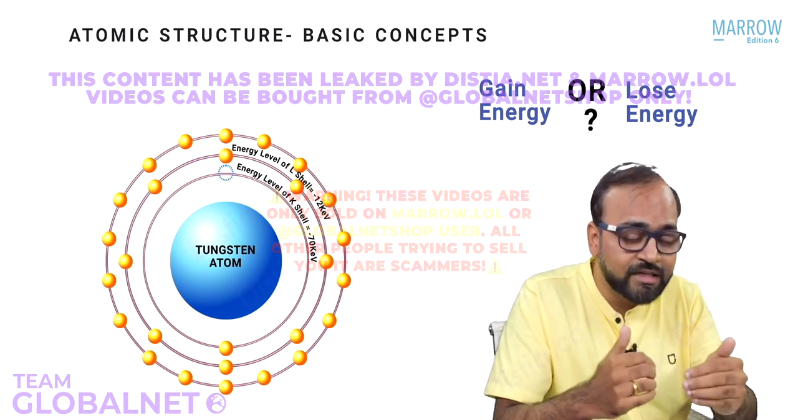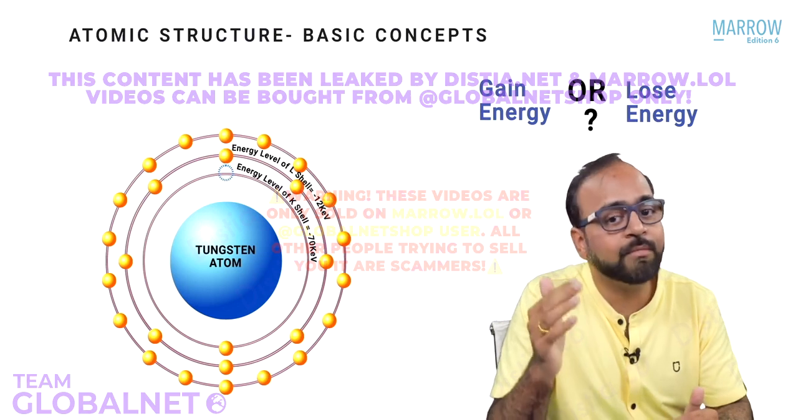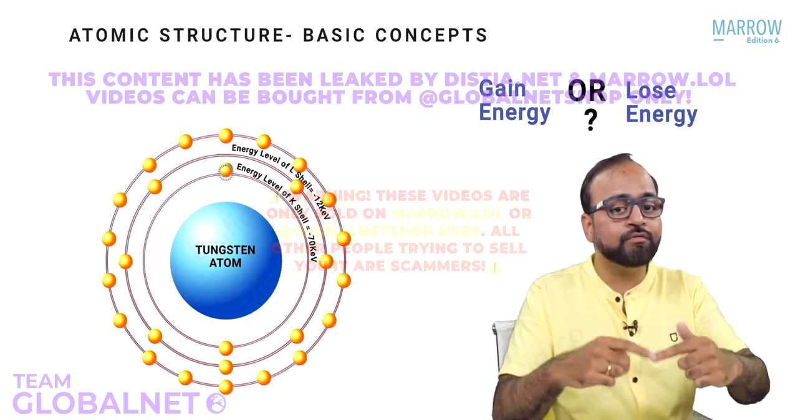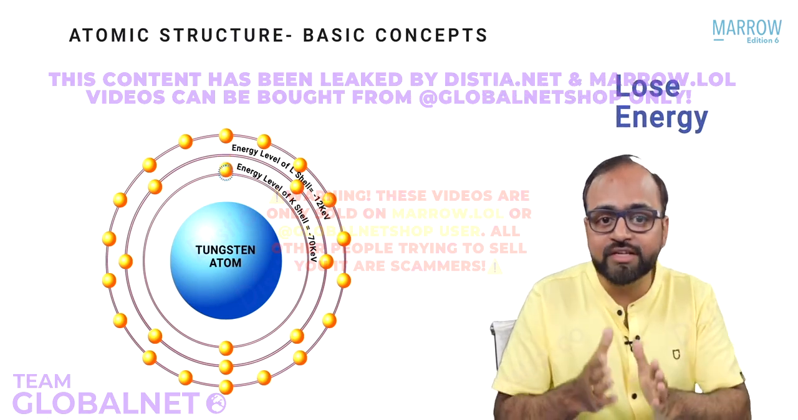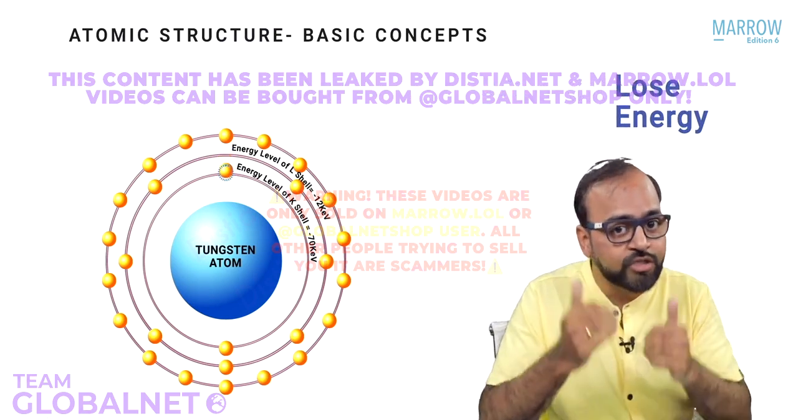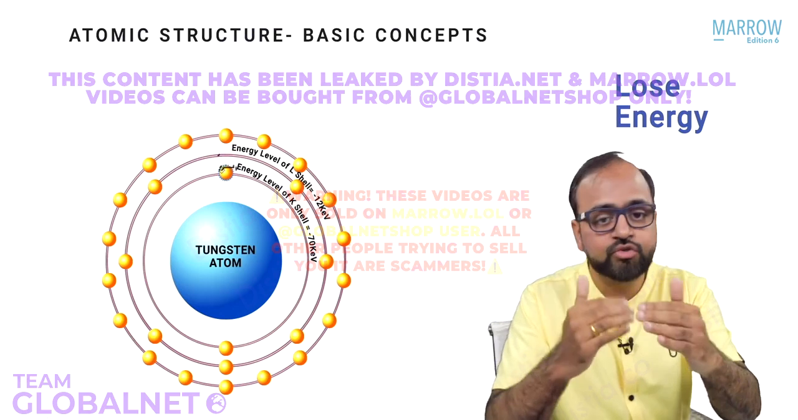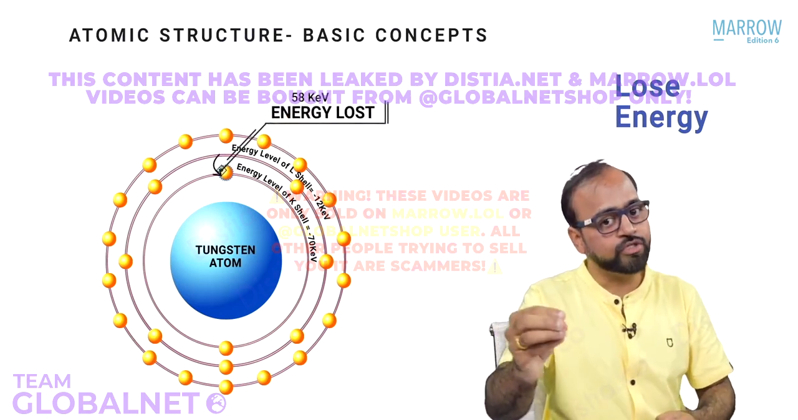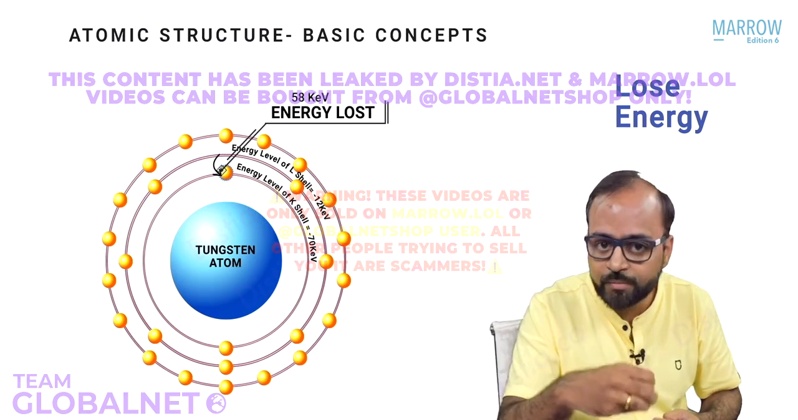So minus 70 is significantly less than minus 12. So what will this jumping electron have to do? The jumping electron will have to lose some amount of its energy. What is the amount of energy lost? It is the difference between them. So minus 12 and minus 70, the difference is what? The difference is 58 electron volts, which will be lost. It will be given out.